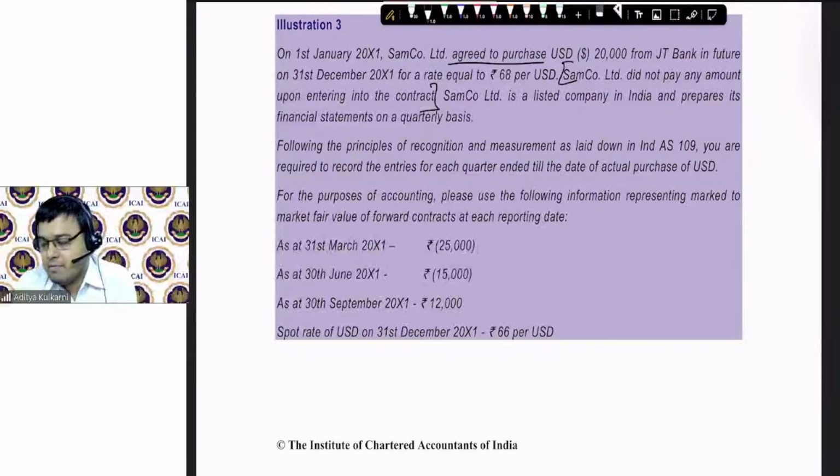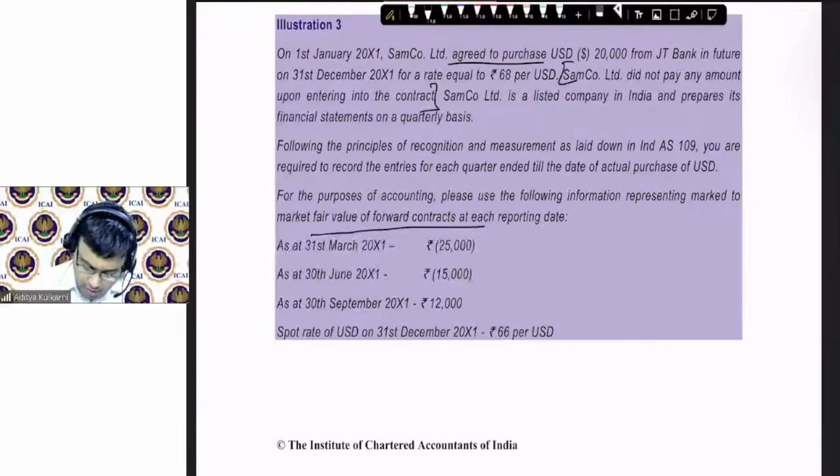Samco is a listed company in India and prepares its financials on a quarterly basis. Following the principles of recognition and measurement as laid down in Ind AS 109, you are required to record the entries for each quarter ended till the date of actual purchase of USD. Okay, fine. For the purposes of accounting, please use the following information representing mark-to-market fair value of forward contracts, to be used at each reporting date.